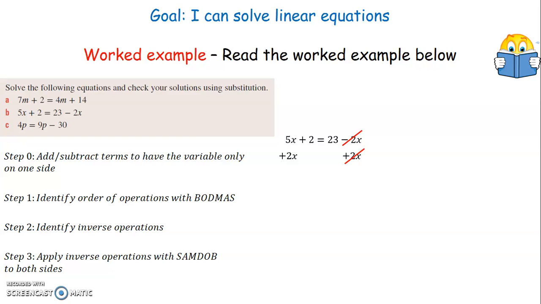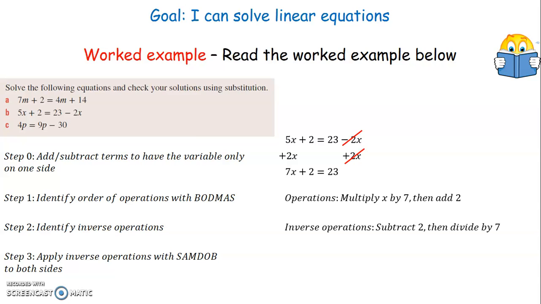And so you have, on the left hand side, 5x plus 2x, that's 7x plus 2. On the right hand side, you cancel the 2x, so you only have 23 left. So the operations here are that we're multiplying the x by 7, then adding a 2. Do the opposite: we subtract the 2 and then divide by 7.